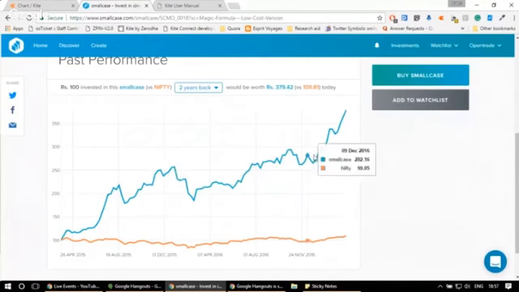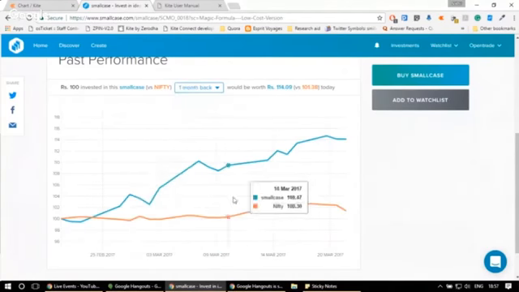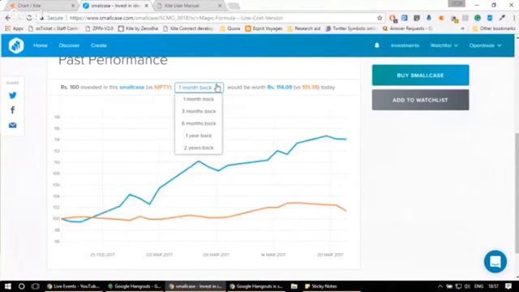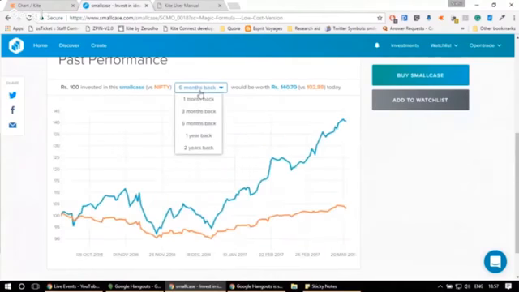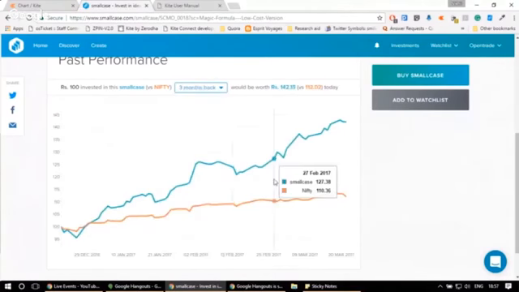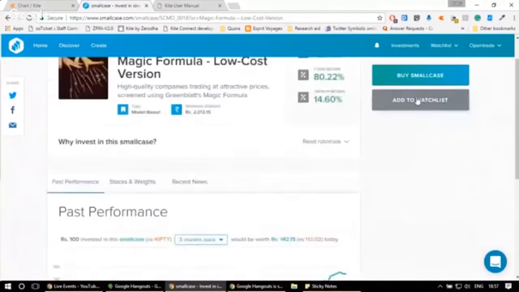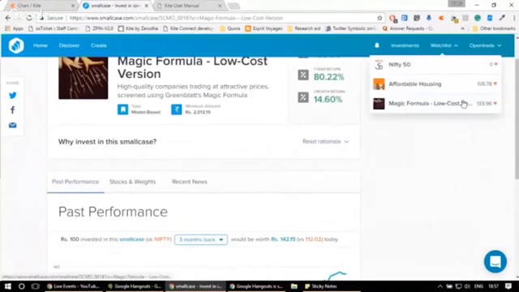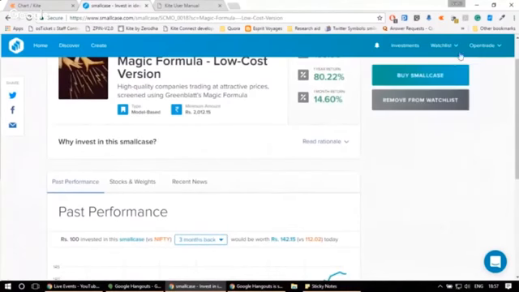Right, this is essentially an index for this particular small case. I can also change this to what would happen if I had invested in the small case 1 month ago, or 6 months ago, or 1 year, or 1 quarter. Right, and click on add to watch list here. So this small case would be added to my watch list over here.